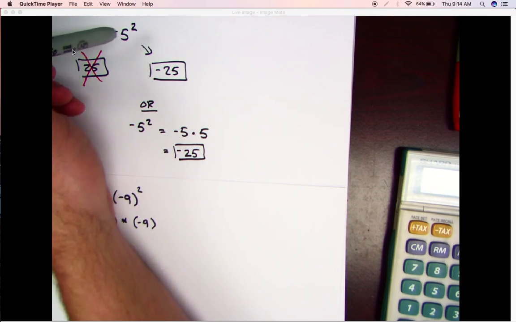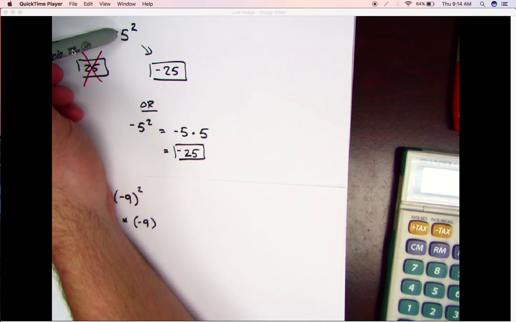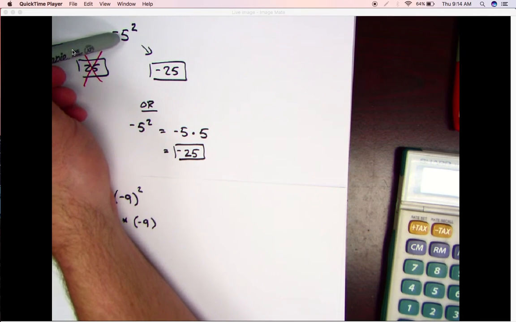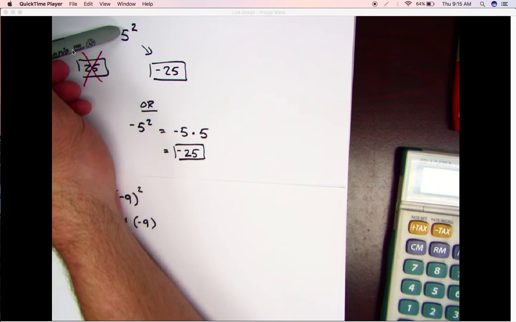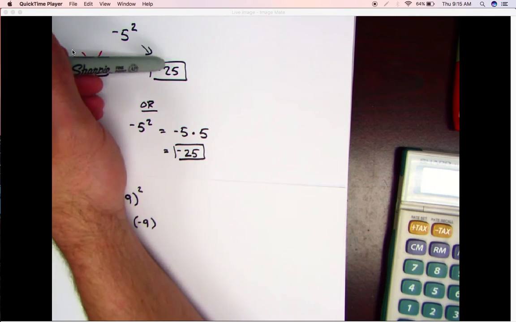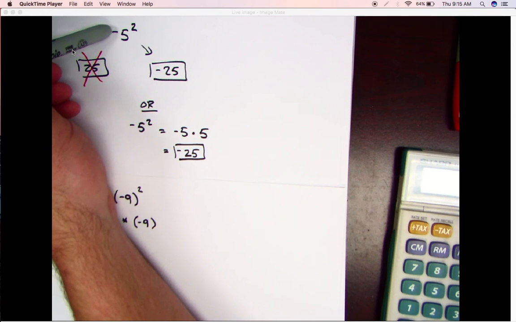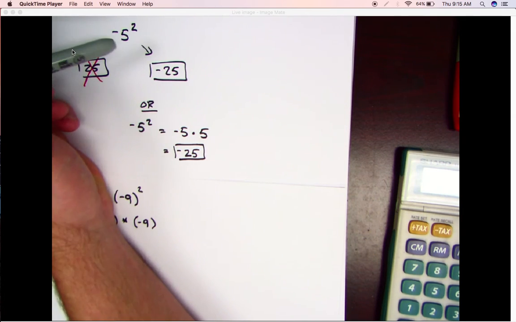However, the square is not being applied to the negative sign. It's only being applied to the 5. So that's why we can cover that up and do a 5 squared, which is 25. And then that negative sign comes on down for the ride.